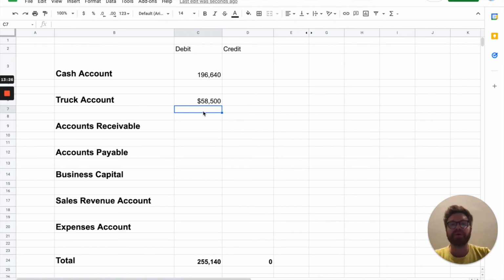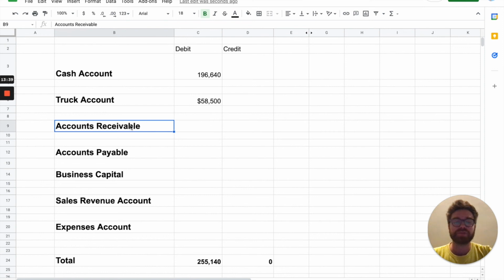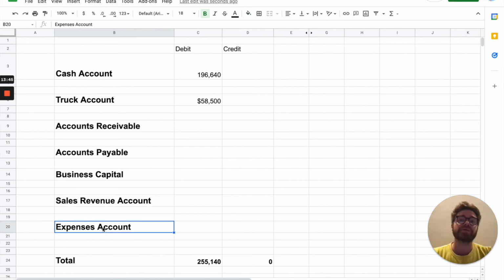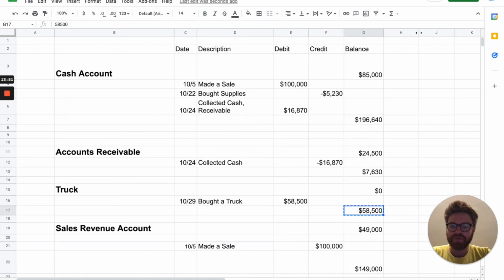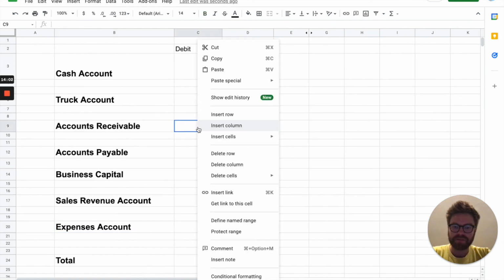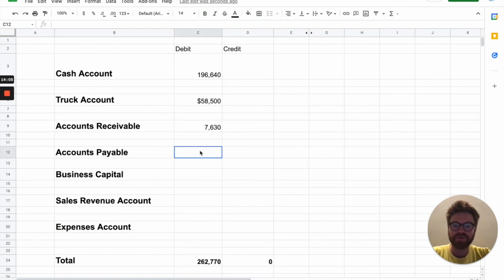Now something to note here about the trial balance, right? You can see on the left side there's all the accounts, and you have a debit and a credit here for the categories of the balances. Now the order it must go: assets first, as you can see, cash, truck, accounts receivable, then liabilities, then your equity, then revenue, then expenses. It must go in that order. Okay, next let's bring over accounts receivable. So we're going to go ahead and bring this balance over, 767,630. So we'll copy and we'll paste, we'll right click, paste special, paste values only.